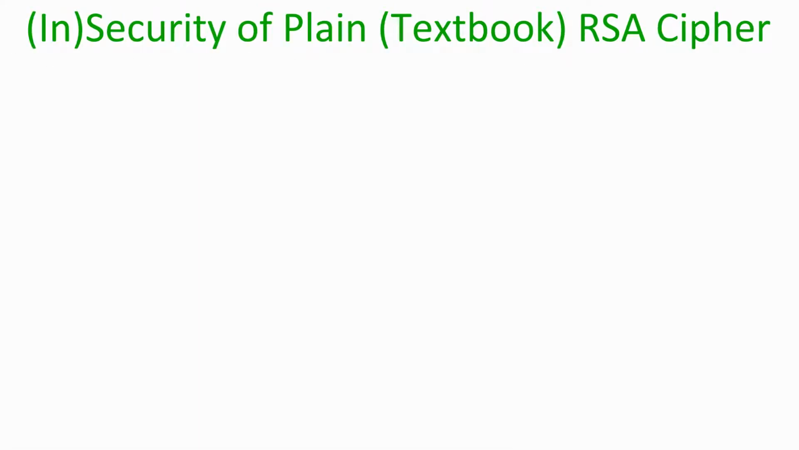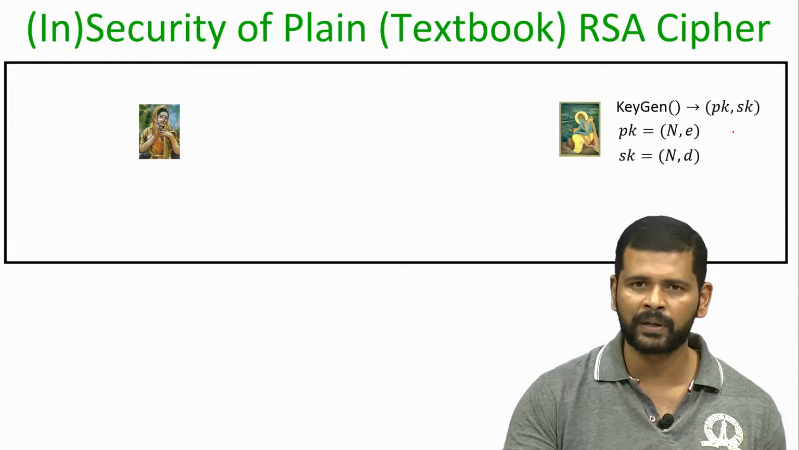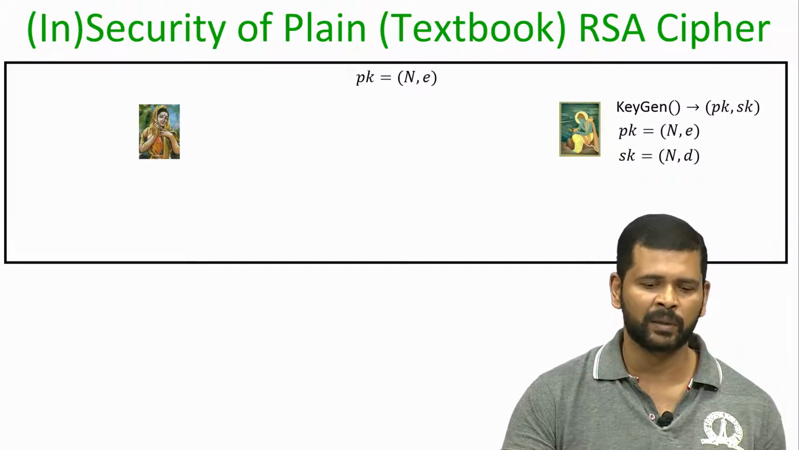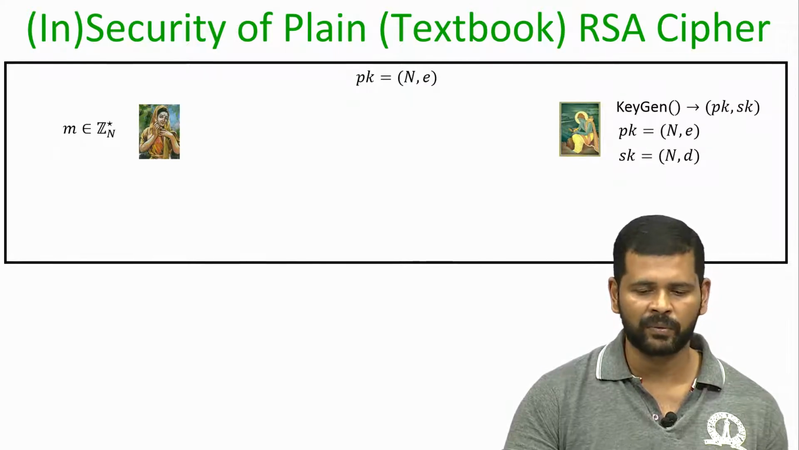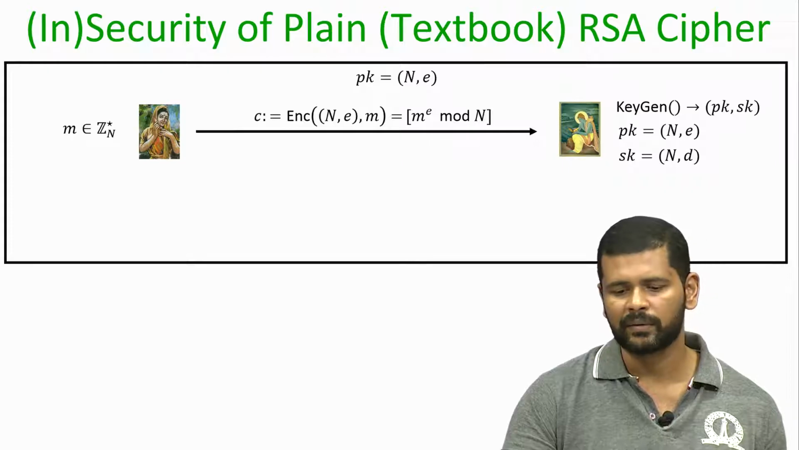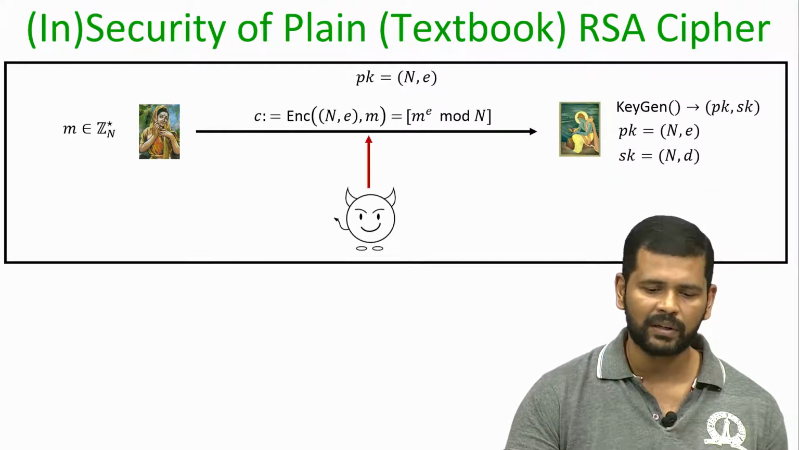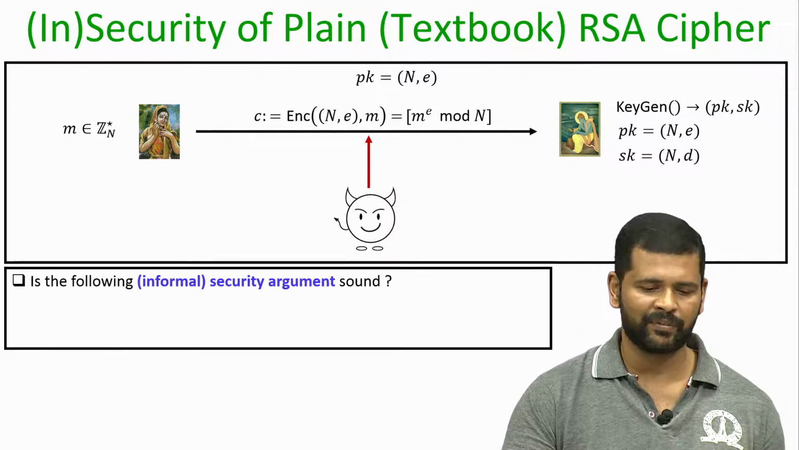Now, let us focus on the security of the RSA cipher that we have just constructed, and imagine that we have a receiver which runs the key generation algorithm of the RSA cipher, obtains the public parameters (n, e) and the secret parameters (n, d), and makes its public key (n, e) available in the public domain. Say there is a sender which has a plaintext m belonging to Zn star which it wants to communicate to the receiver. Then, as per the syntax of the RSA encryption scheme, it computes the ciphertext, which is m to the power e modulo n, and the ciphertext is communicated to the receiver. Assume we have a polytime, or computationally bounded, eavesdropper who has eavesdropped the ciphertext.